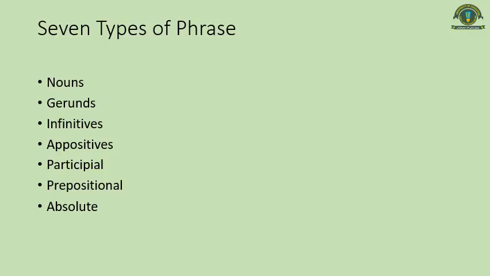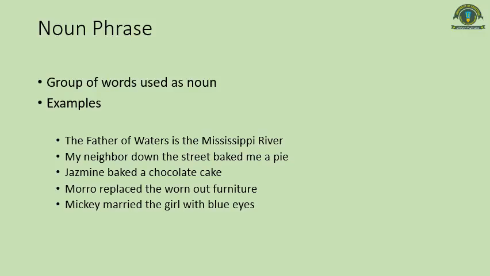So here we start with the noun phrase. Let's start with the noun phrase. A phrase used as a noun is called a noun phrase. A noun is a person, place, or thing, and when you add a modifier, you have a noun phrase. A noun phrase can be a part of the subject, the object, or a prepositional object. Let's look at these examples. The first one is, the father of waters is the Mississippi River.